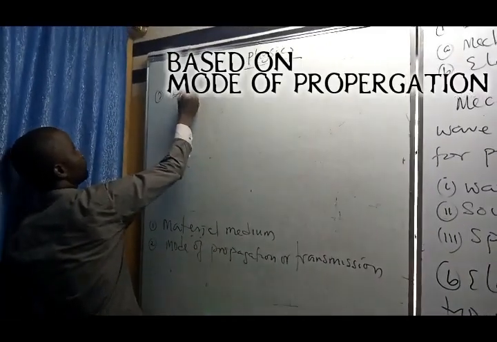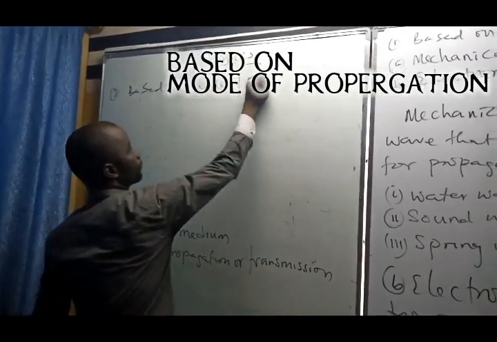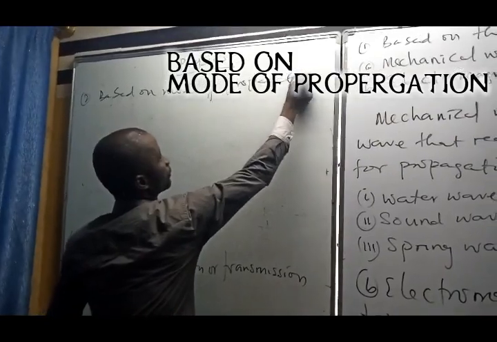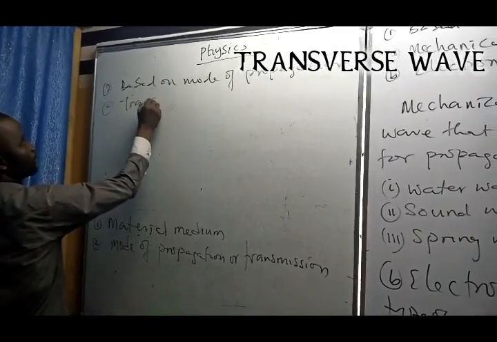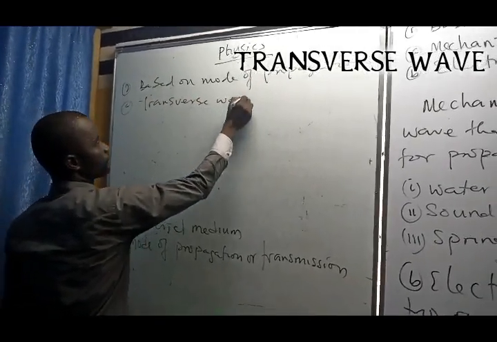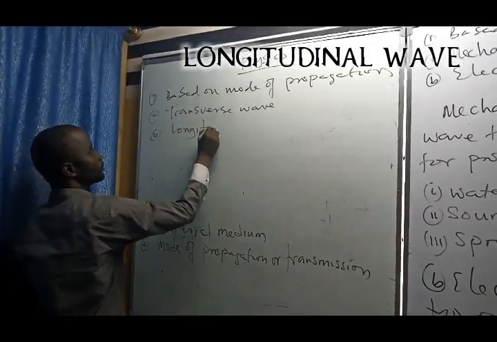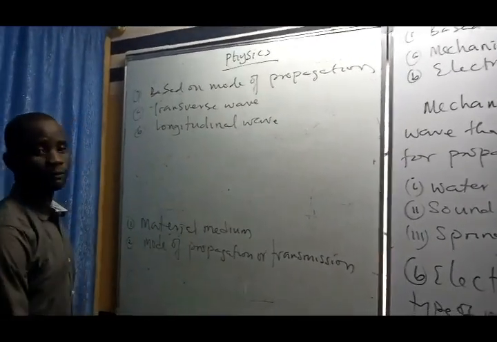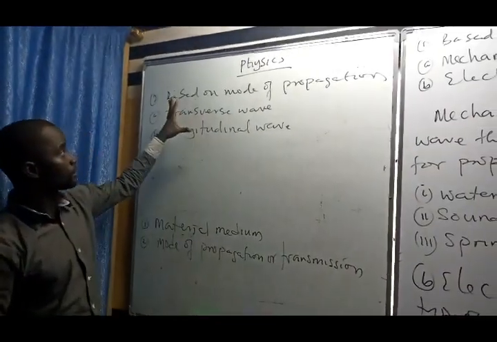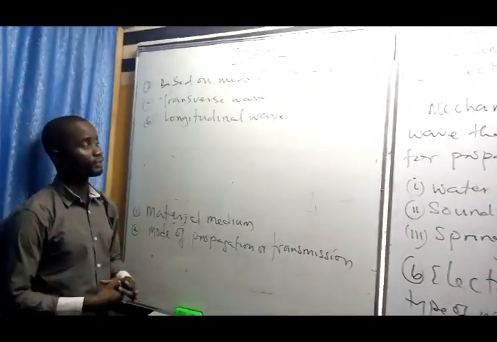The second classification is based on mode of propagation. There are two types of wave also. We have transverse wave, and then we have the longitudinal wave. These are the two types of wave under propagation. That is, based on mode of propagation, we have transverse wave and longitudinal wave. Let's take them one after the other.